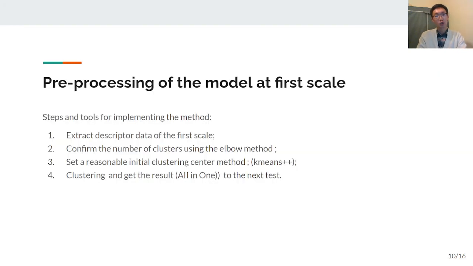At this point, my supervisor proposed to try to re-cluster the model's datasets of the first scale and observe the result. So I extracted all FPFH data of the first scale and computed its reasonable number of clusters using the elbow method, and then used k-means++ to select the initial clustering centers. And this time, it is no longer a random selection. Finally, we get a clustering result, the dataset we called all-in-one.